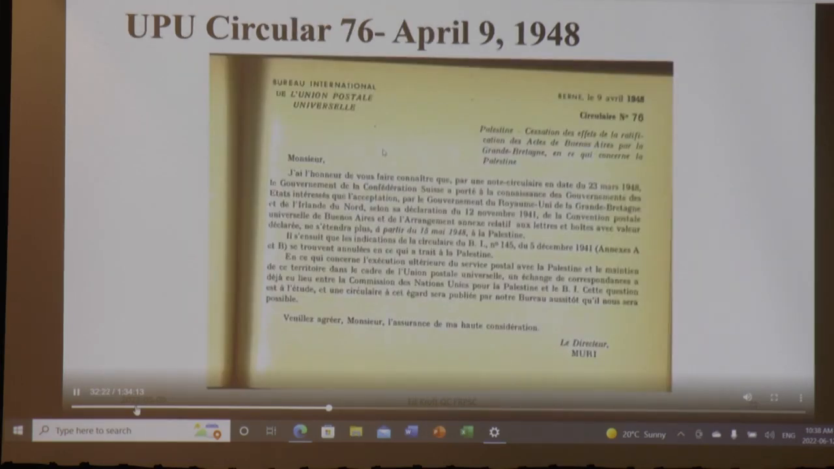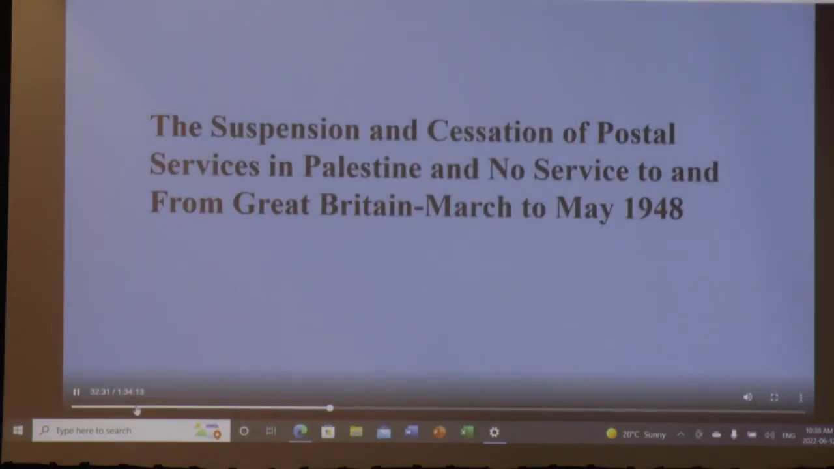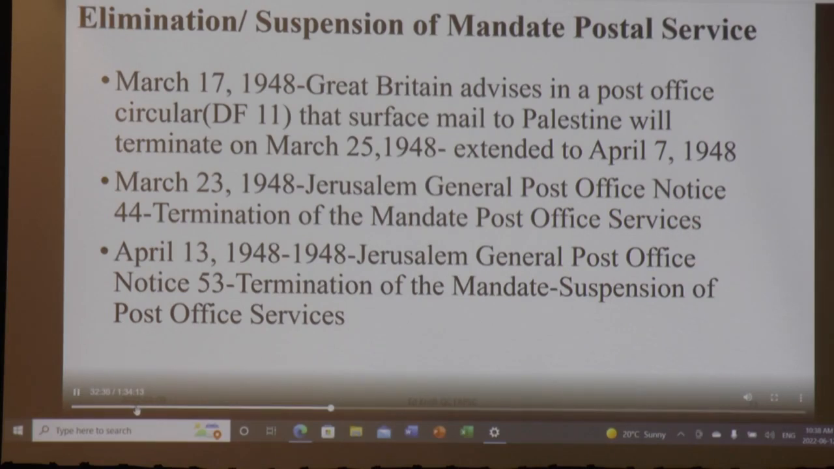April of 1948, again warning about the soon-to-be elimination of mail services in Palestine or with Palestine. So finally, as the months wore on and with all these warnings that were occurring, mail service breaks down and it's eliminated. March 17th, Britain says in its own circulars that anyone who sends mail by surface, land or sea to Palestine won't be able to do it after March 25th.